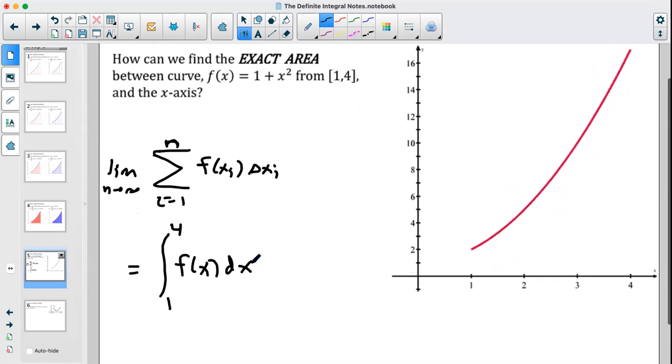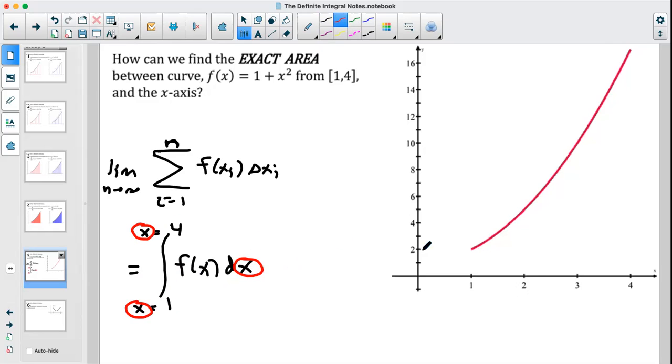And what this represents geometrically is the area between the curve f of x and the x-axis from x equals 1 to x equals 4. These are x equals and x equals. Don't forget that. And the way to remember that it's x's is because this tells you what the variables here and here are. That dx tells you that these limits are x limits.